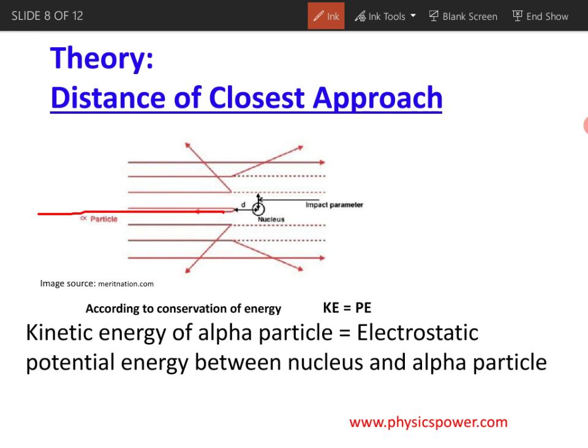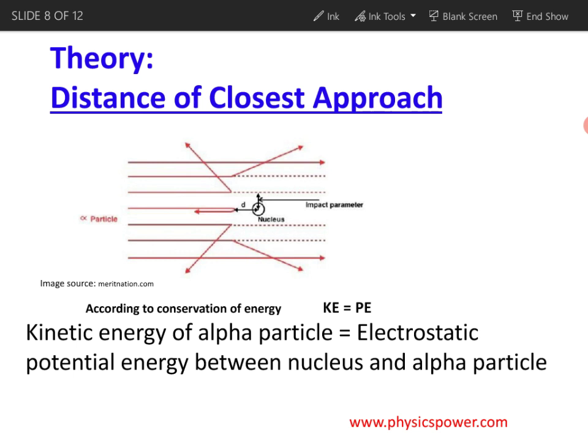Because both are positively charged particles. So initially the alpha particle, whenever it is at a long distance, will have more velocity. But as it is reaching the nucleus, that velocity will reduce continuously and finally it will become 0. So initially it has more velocity and finally the velocity becomes 0 at a particular point.